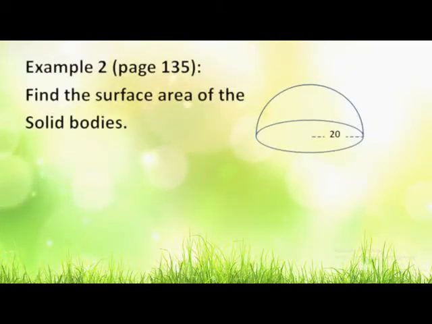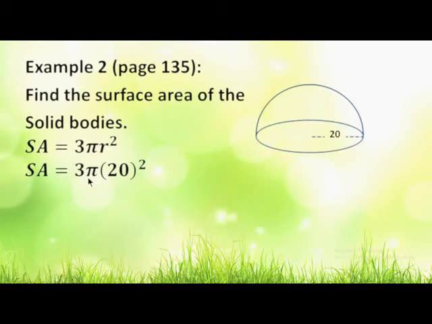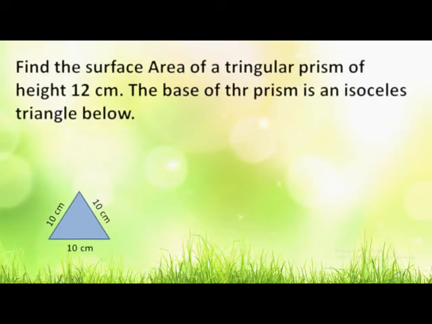Now let's jump to the examples. This example is example 2 from page 135 in your book. Find the surface area of the solid body's disk. This is a hemisphere and the radius is 20 centimeters. We know that the formula of surface area of a hemisphere is 3 pi r square. We know that r is 20. So the surface area equals 3 times pi times 20 square. So we got that the surface area is 3,770 centimeters square. It's quite easy.